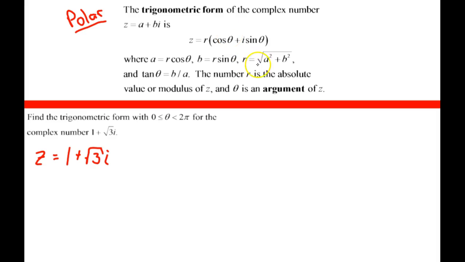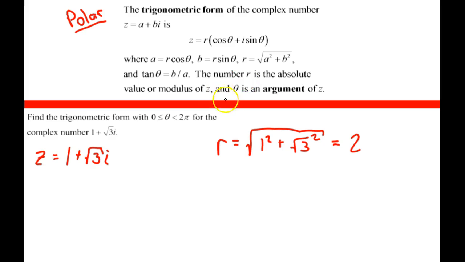First, to find the modulus, the value of r, we know r is equal to the square root of a squared plus b squared. My value of a in my complex number is 1, so I'm taking 1 squared plus the value of b, which is radical 3. So I have 1 squared plus radical 3 squared, taking the square root of that result. 1 squared is 1, and with radical 3 squared, the square root and the squared cancel each other out. So 1 plus 3 is 4, the square root of 4 is 2. So the absolute value or modulus of this complex number is 2.